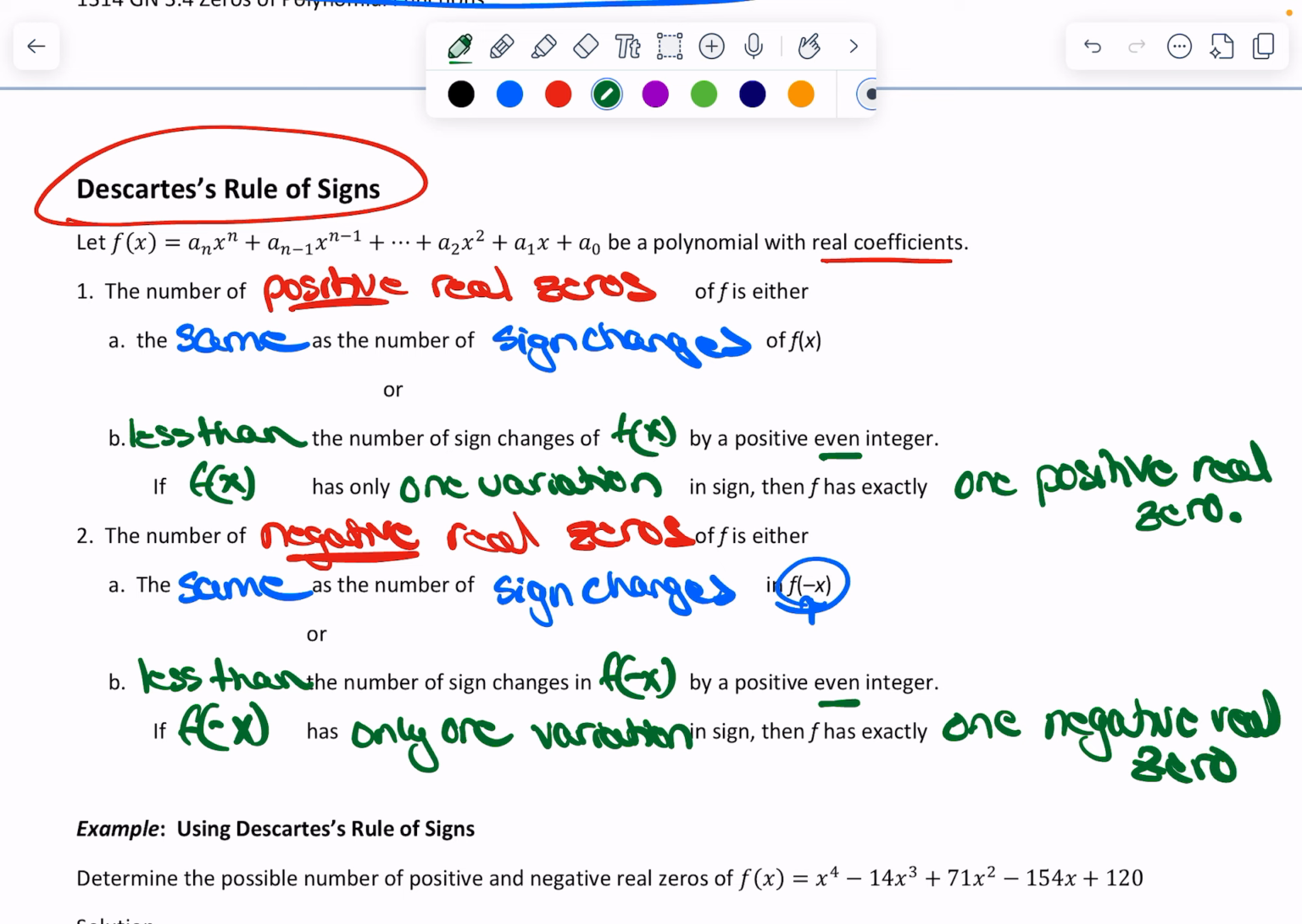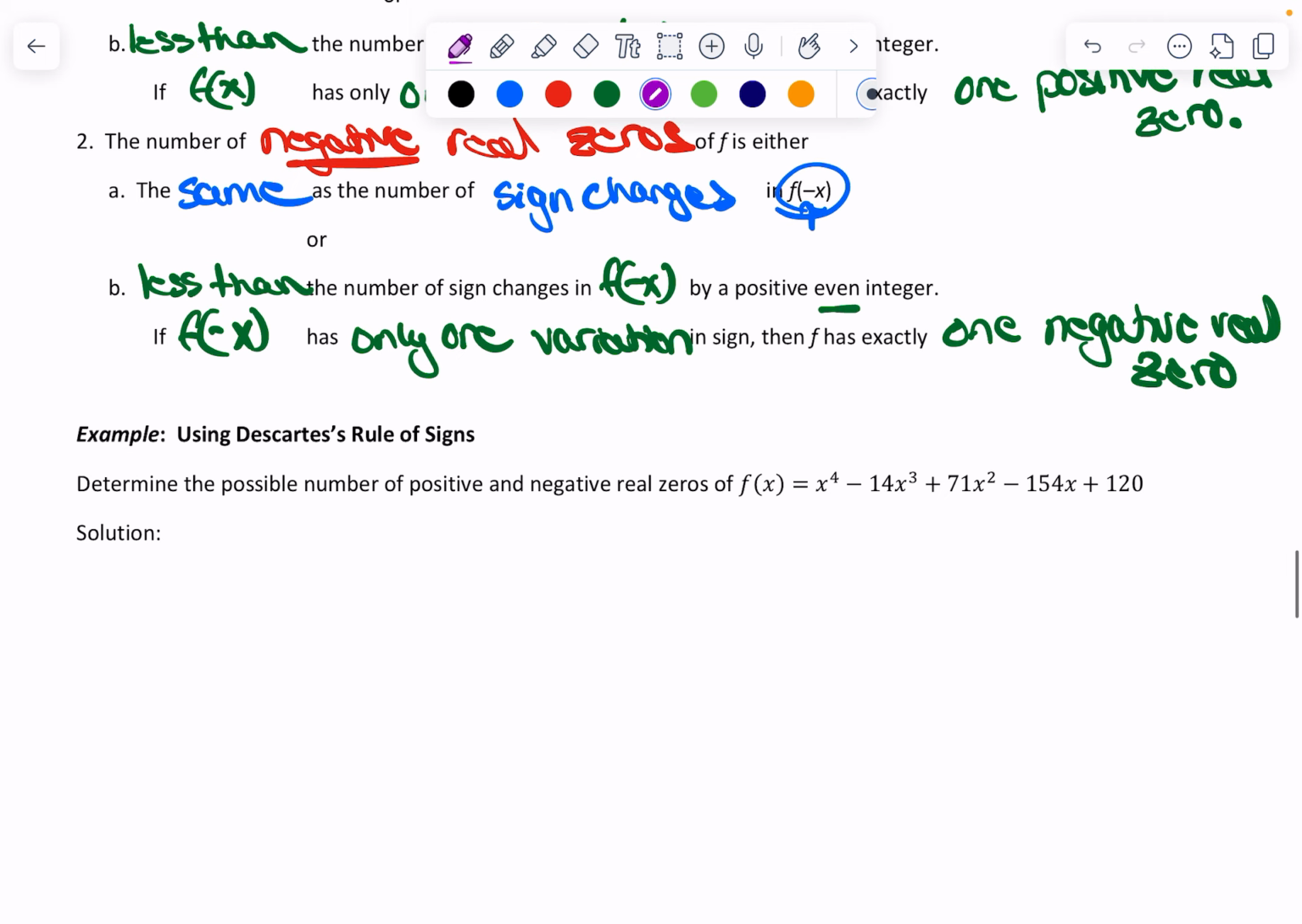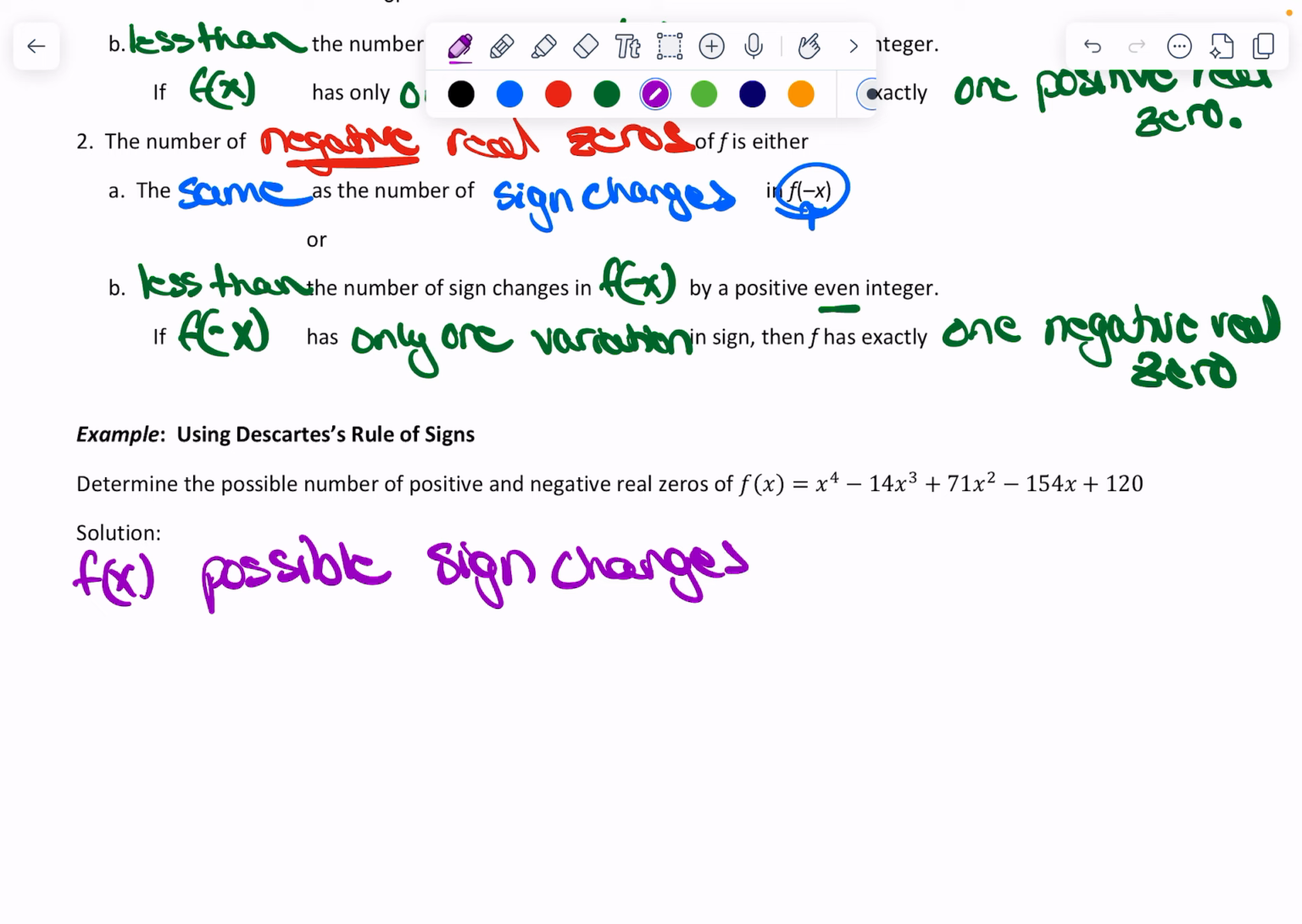Okay, so what does this mean? Let's go ahead and look at an example here. Determine the possible number of positive and negative real zeros of this f of x that we've got. So again, f of x, possible sign changes lets us know the positive real zeros.